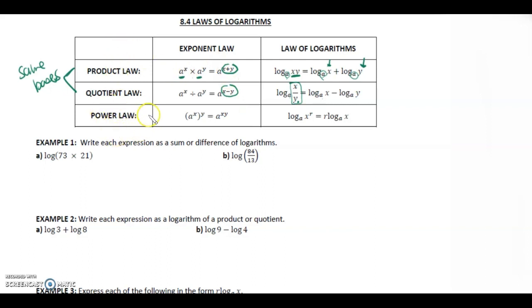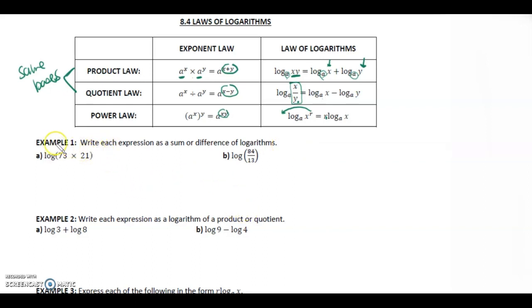Okay, and then power law. a to the x to the y, we end up multiplying these. So I'll show you how this works. Log base a of x to the r, we can take this r, and instead we can multiply r times log base a x. Okay, so let's take a look at how this actually looks in questions.